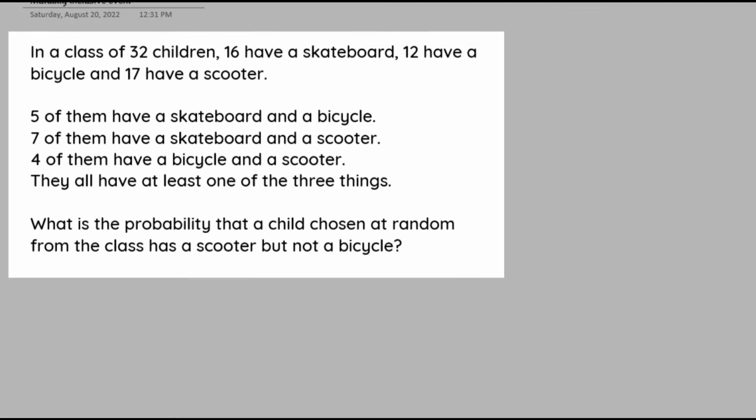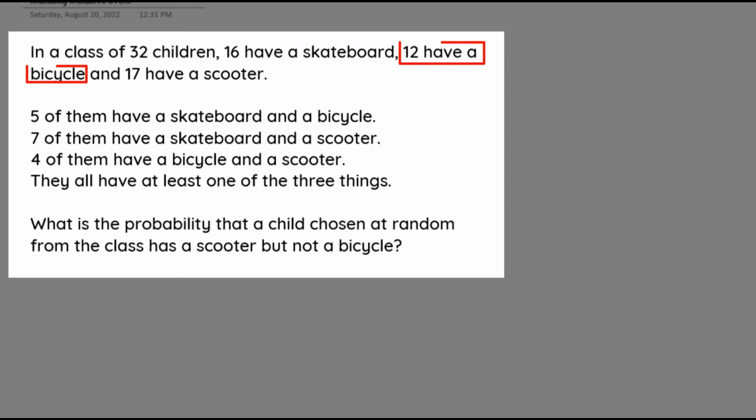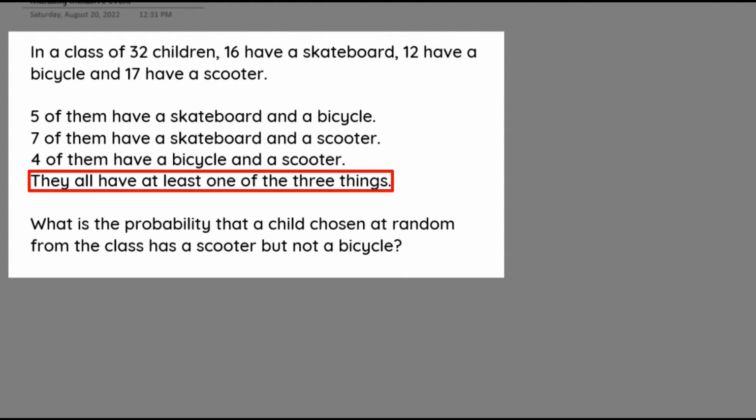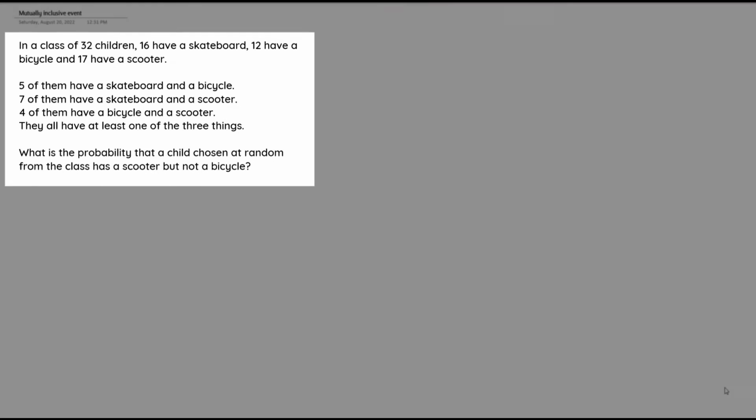So the question says that in a class of 32 children, 16 have a skateboard, 12 have a bicycle, and 17 have a scooter. It was also mentioned that 5 of them have skateboard and bicycle, and we have 7 of them to have skateboard and a scooter, and then 4 of them have a bicycle and a scooter. The question went on to say they all have at least one of these 3 things. So what is the probability that a child chosen at random from the class has a scooter but not bicycle?